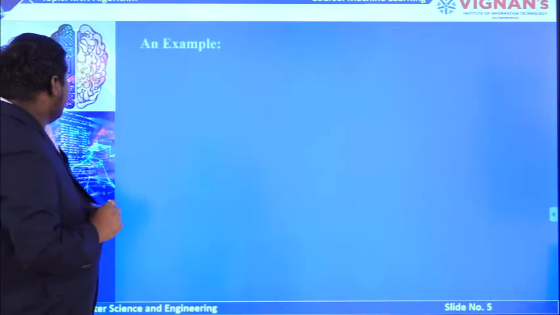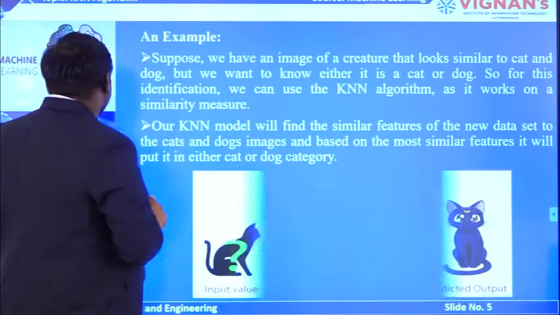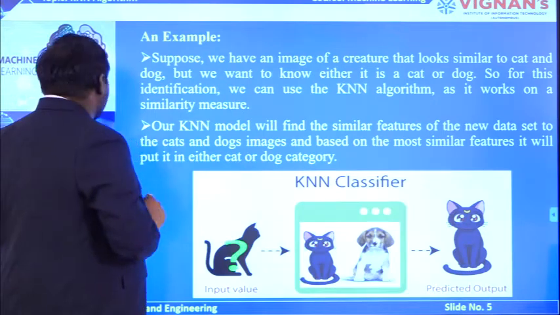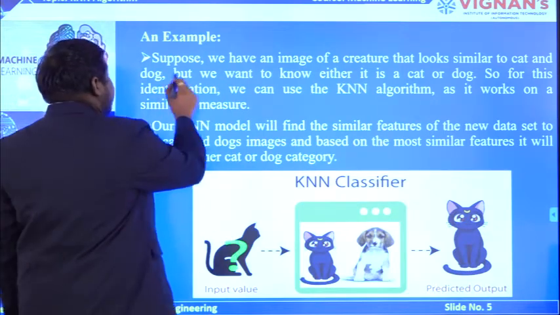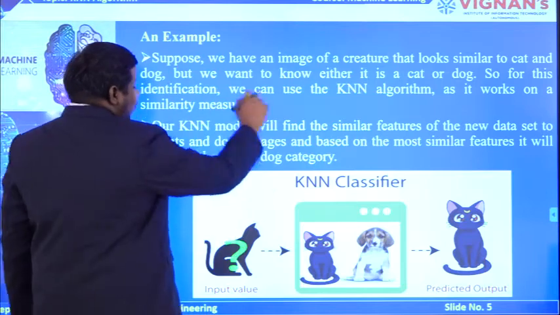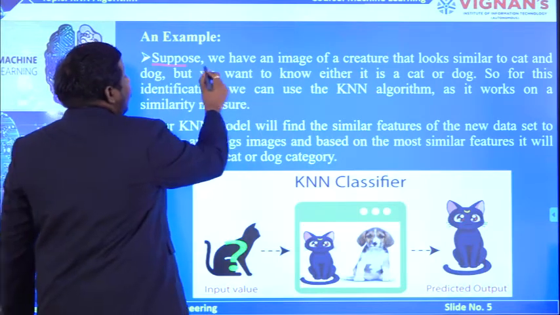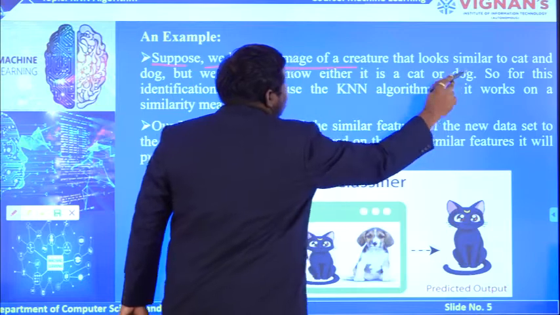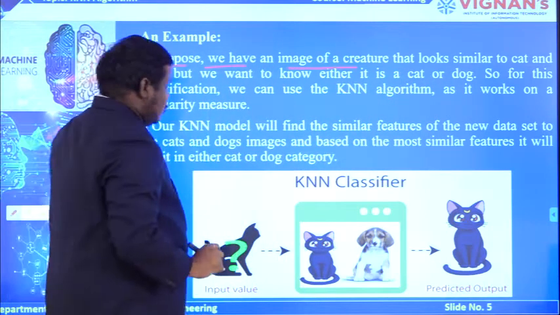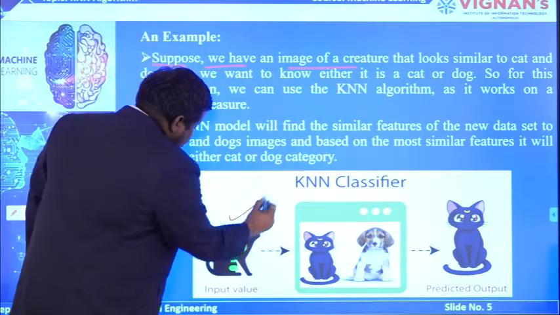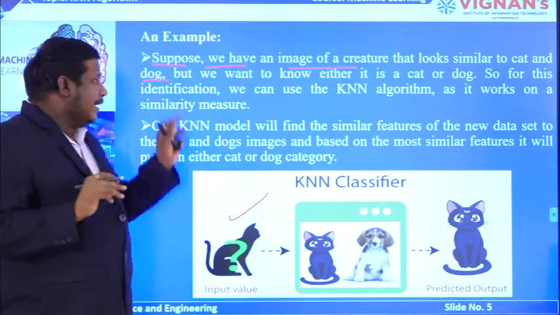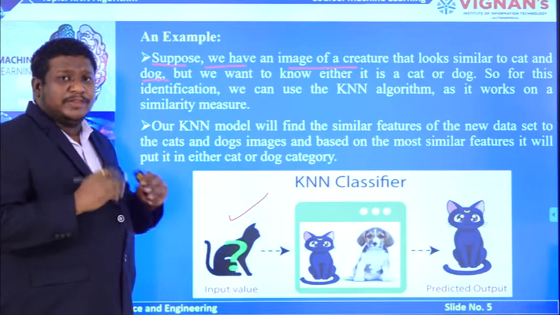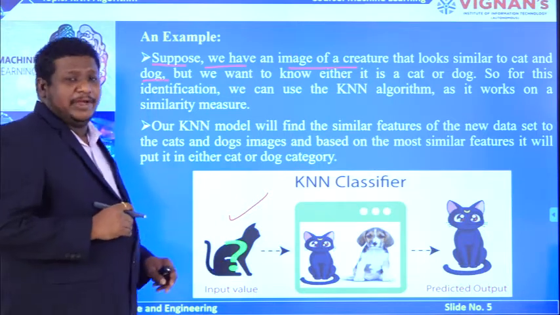Okay. Now see an example, so you can understand better how the KNN algorithm is going to work. I have taken some composition for this. Suppose we have an image of a creature that looks similar to a cat and a dog. So we took an image of an animal which can look like a cat and a dog. Both animals can be observed in this input value.